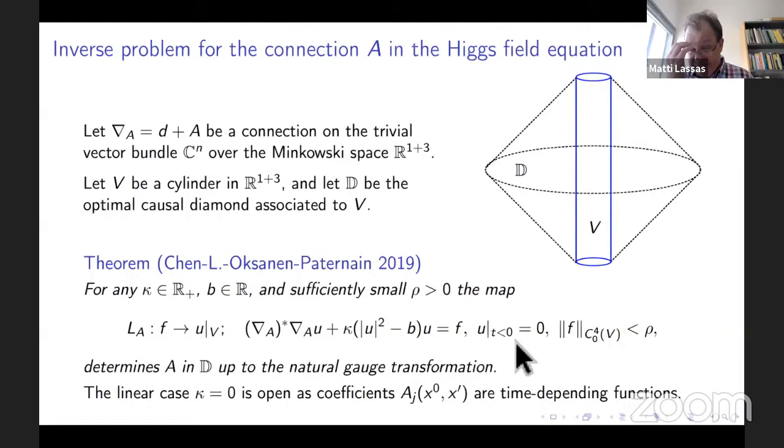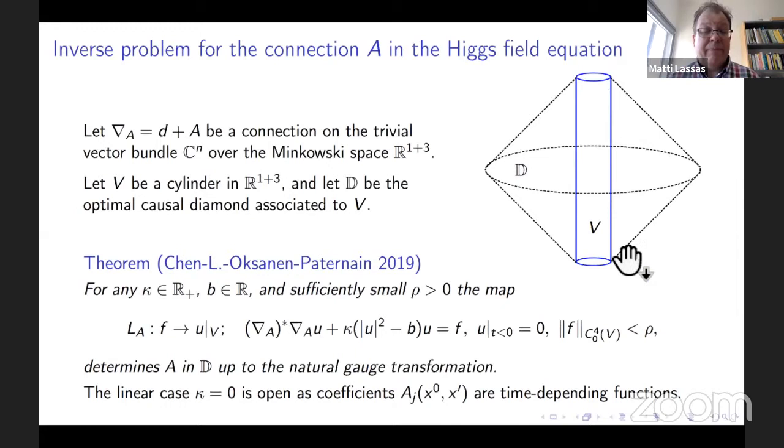So there we considered the flat space-time, the Minkowski space, with this metric that is a diagonal matrix (-1, 1, 1, 1, 1). And we did consider the case when we do measurements in the cylinder of space-time. So a ball in the space and then a time interval, the product of those. And then we showed that we can reconstruct the connection in this maximal causal diamond D, so in the region where waves can propagate and return back.